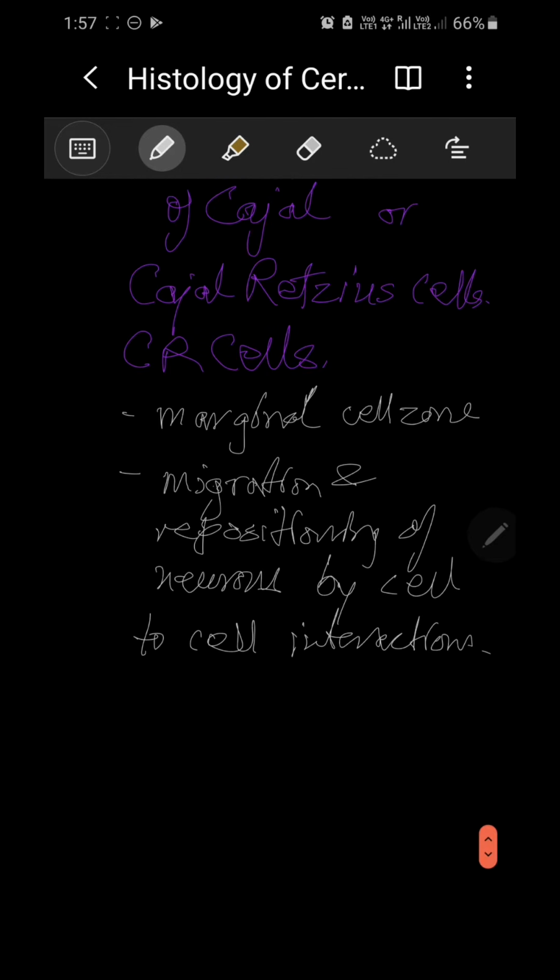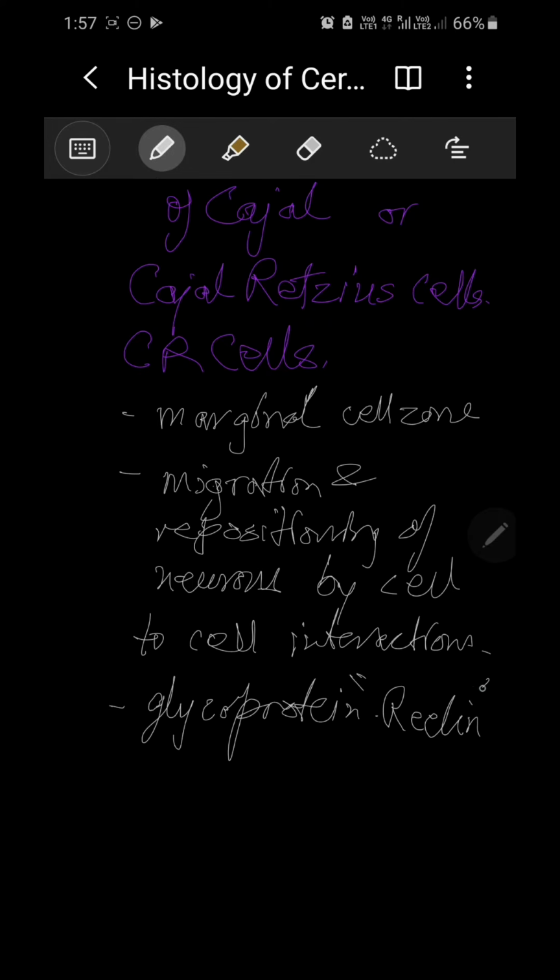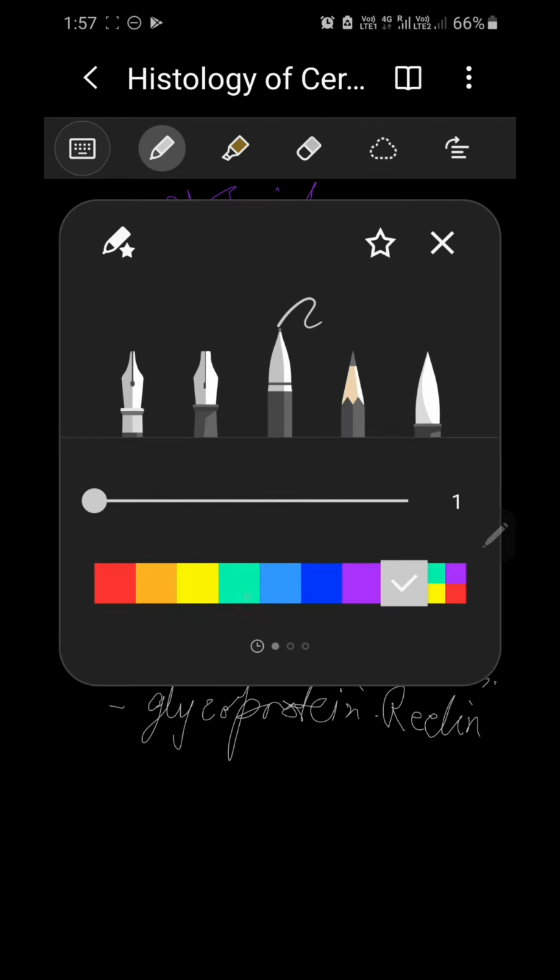Now these cells, horizontal cells of Cajal, help in migration of this. And now how are they actually helping it? By cell to cell interaction, and that is by a peculiar substance that they secrete, and that substance is a glycoprotein. They secrete a glycoprotein, and that is called reelin, REELIN. Remember, this is the glycoprotein reelin.